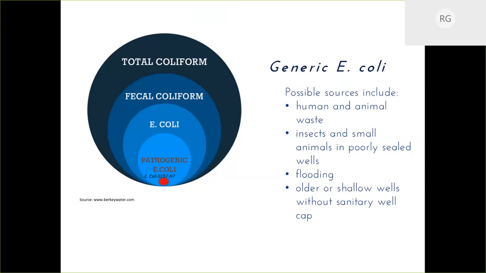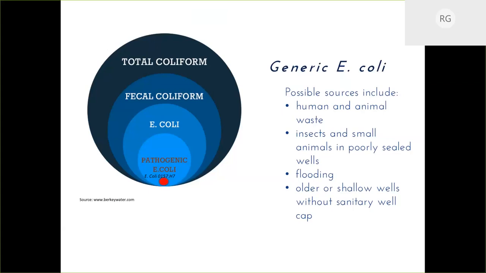And within pathogenic E. coli, there's a specific type of E. coli that gets a lot of coverage in the news, E. coli O157:H7, which has been implicated in a number of foodborne outbreaks. But again, it's just important to keep it in context that that's one type of pathogenic E. coli, and pathogenic E. coli just make up a small group of the generic E. coli that we're talking about.